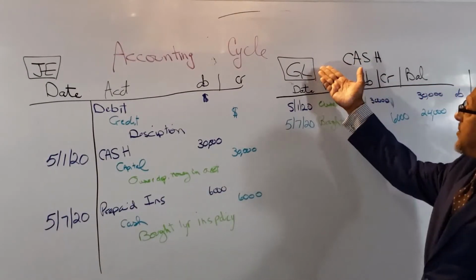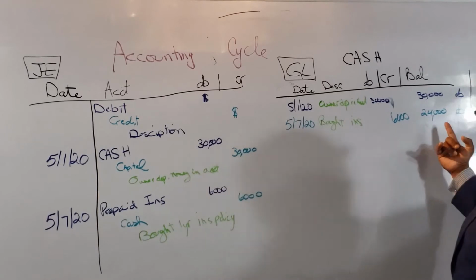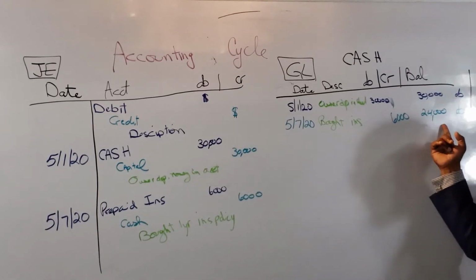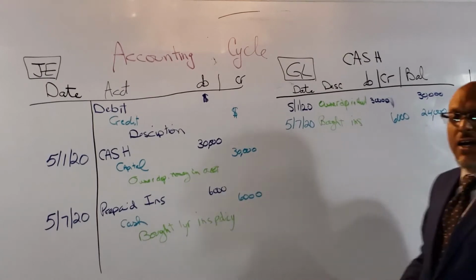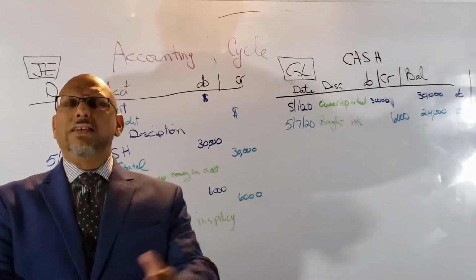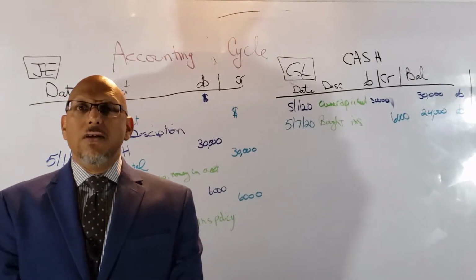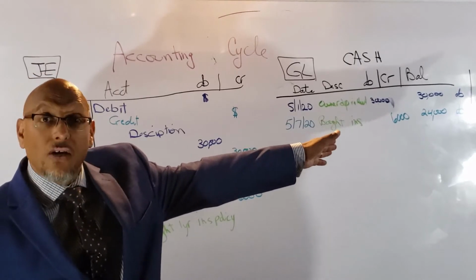When it comes to the GL, you merely have to post the amounts and have this running balance. That is important, this running balance, because now we can look at the GL. If I were to ask you, what is the balance of the cash account at the end of the day on 5/7? You can immediately tell me it's $24,000, right?